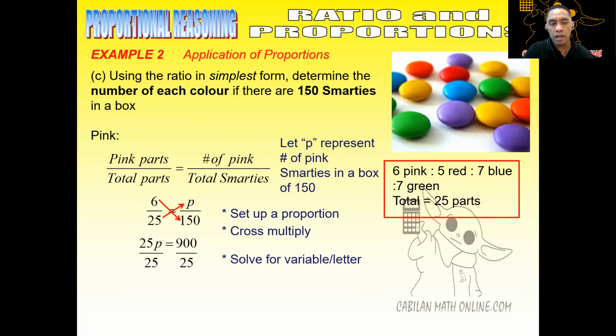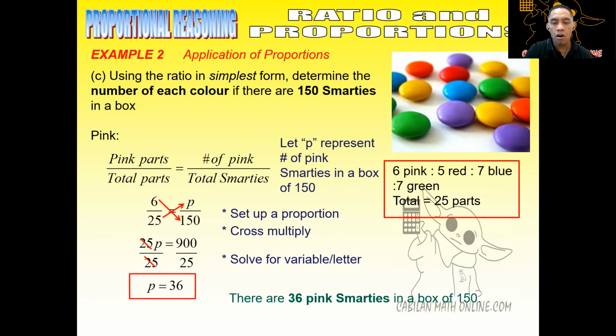Okay, and the reason why we do that, as I said in the previous example, is that the two 25s on the left side cancel out, and we wind up getting 36. So in a box of 150, there are 36 pink Smarties.